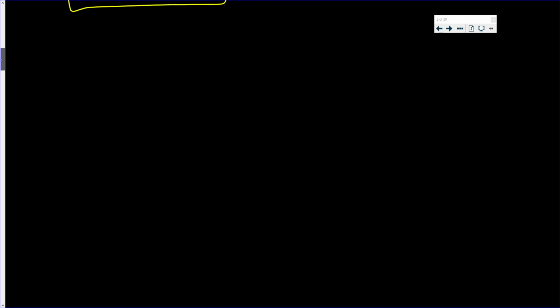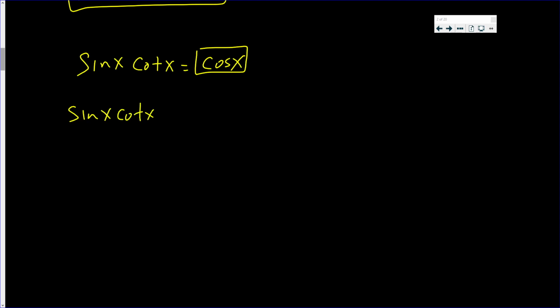Okay. Let's now do some more standard proofs. Suppose you were asked to prove that sine of x times the cotangent of x is equal to the cosine of x. This side looks simpler than the left side. It's just one trig function. It's not a product of trig functions. So we're going to leave that one alone. We're going to make the more complicated side, the left side, equal the right side.